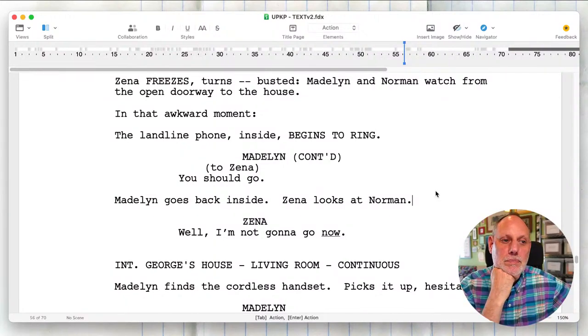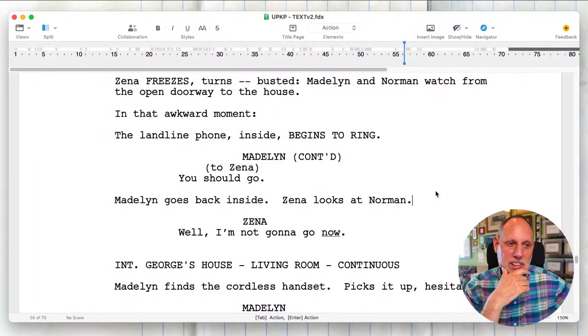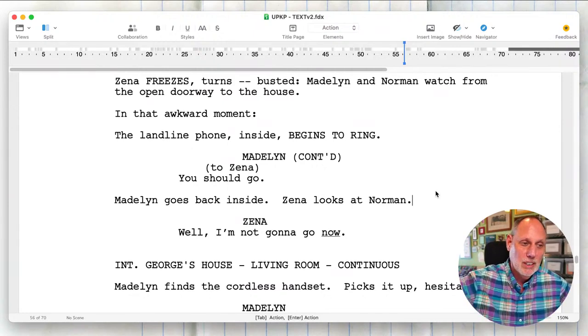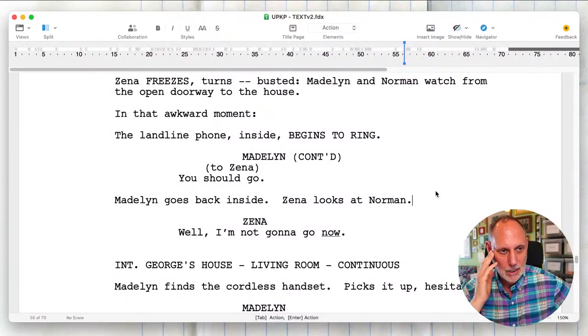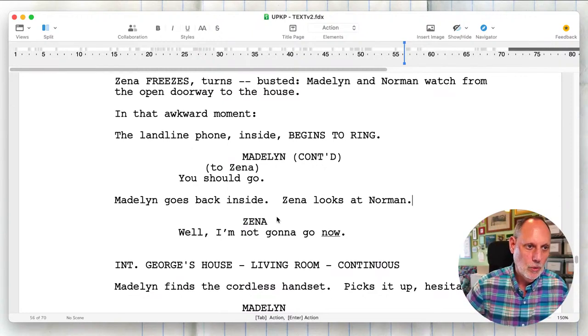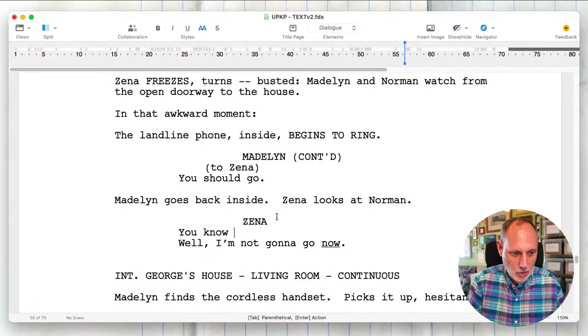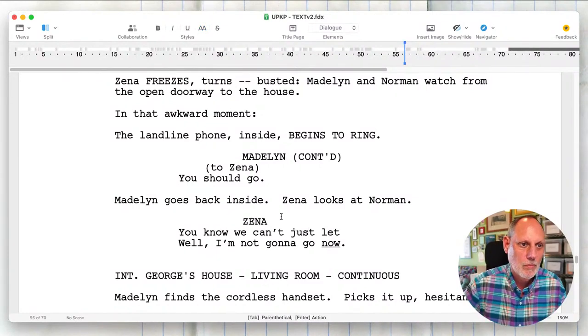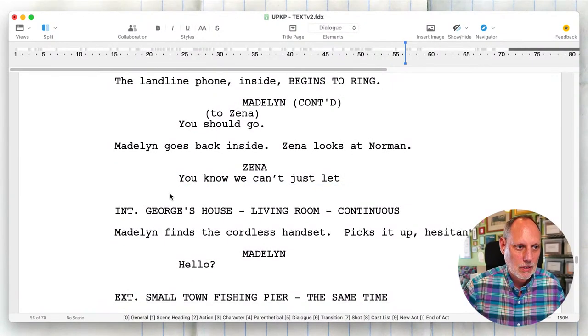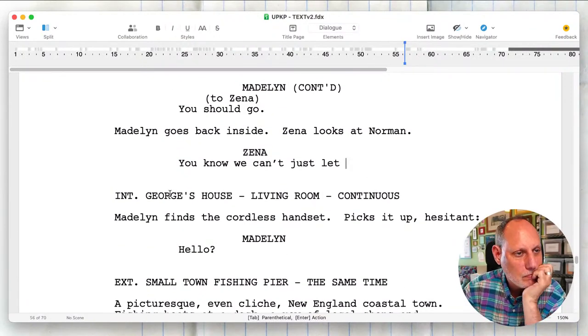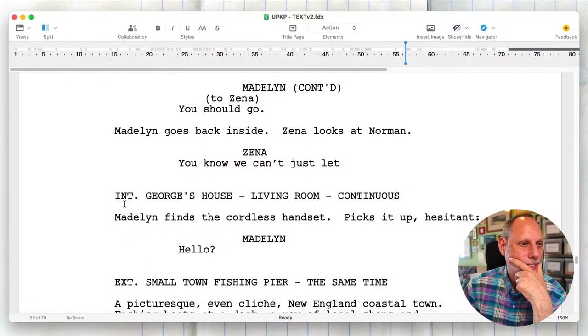Now, here's the thing. I mean, honestly, the phone ringing does not signify anything enormously significant. Like, she wouldn't just say, I'm not going to go now. Like, oh, that's really important. It's just the phone ringing. It could be anything. You know we can't just let this. All right. So.